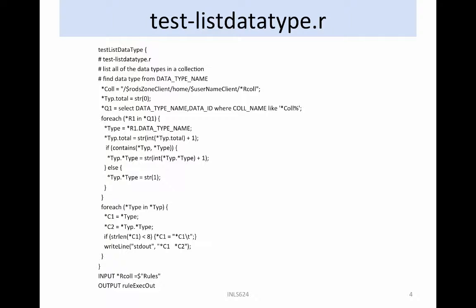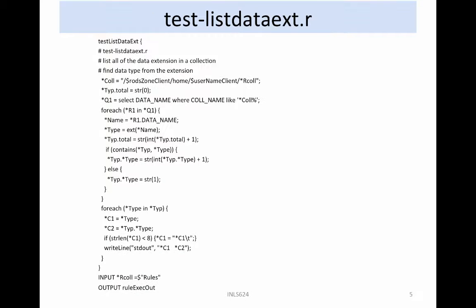*typ.type already contains the data type. If the data type has not been seen before, it is added to the list. If the data type has been seen before, the number of files of that type is incremented. A formatted list of the data types that were found is printed to standard out.